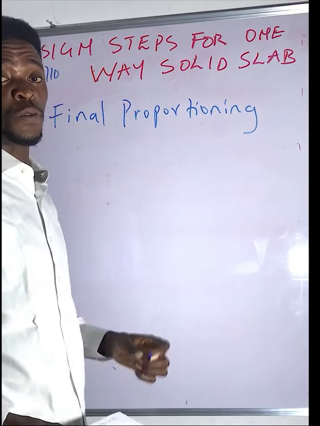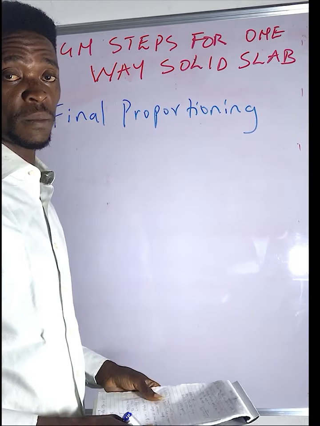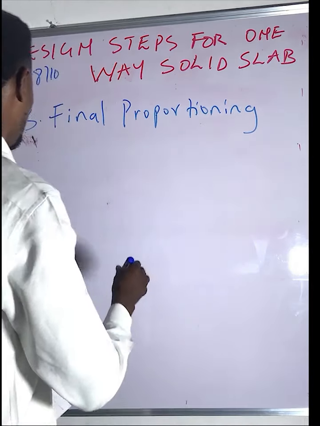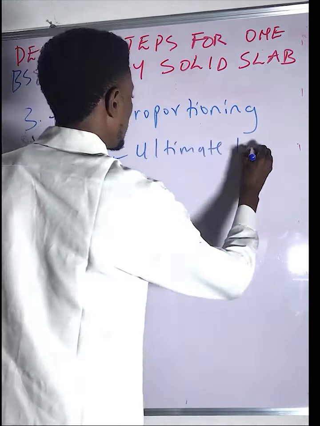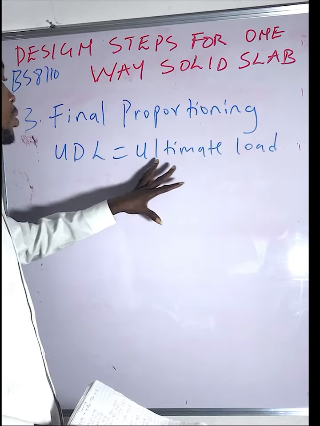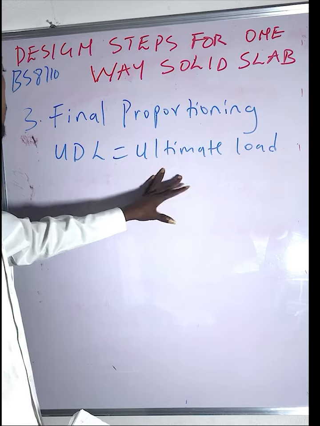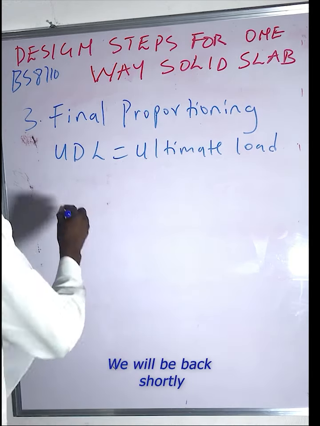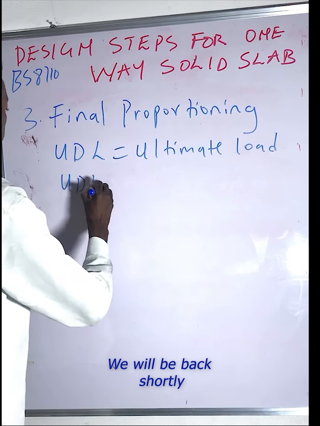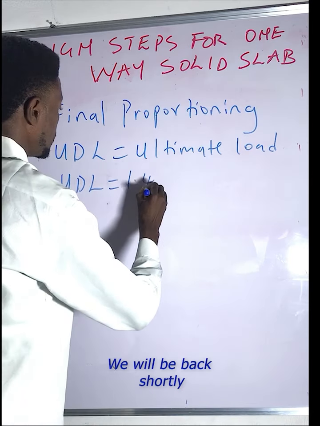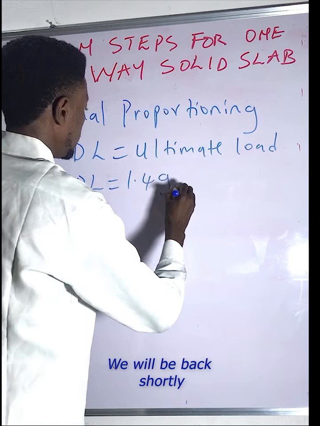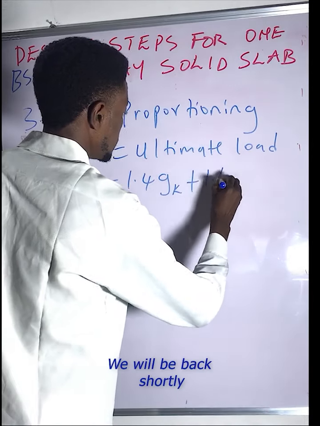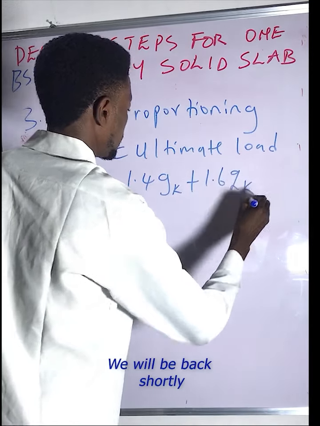Step 3 is your final proportioning. You have to determine your ultimate load. To determine your ultimate load, UDL is 1.4 Gk plus 1.6 Qk.